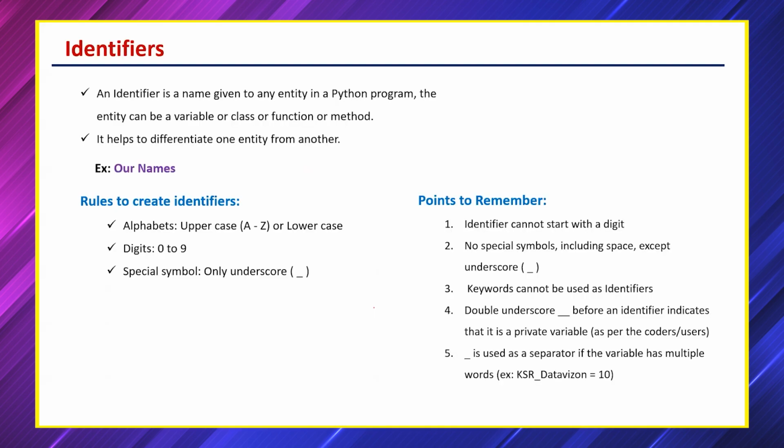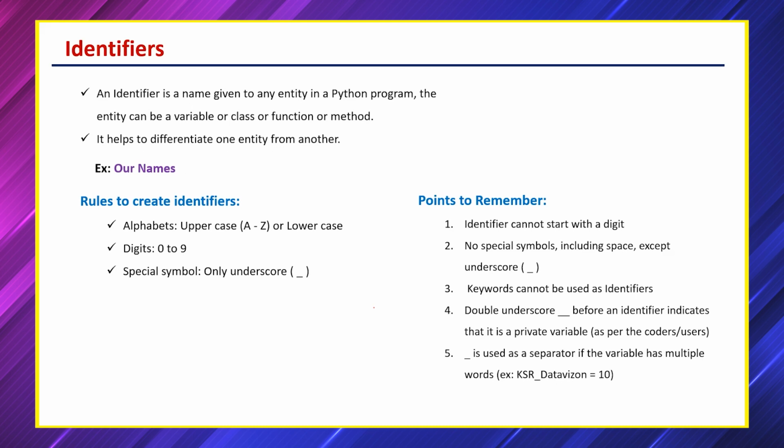Very, very important. An identifier is a name given to an entity in the Python programming language. Suppose we discuss names. Does each person have the same name or a different name? How do I differentiate one person from another, Ashok and Giri? By name only, right? First name.